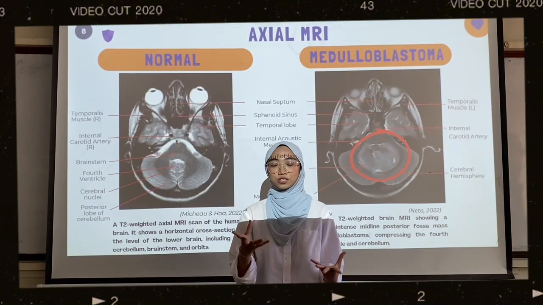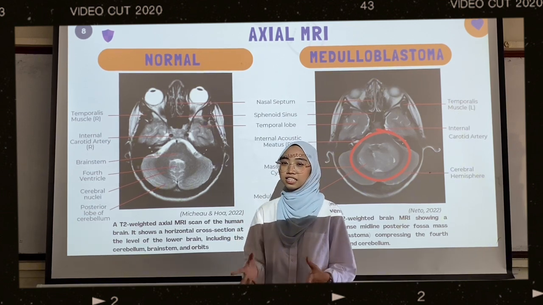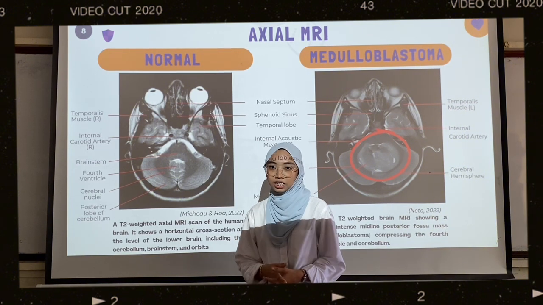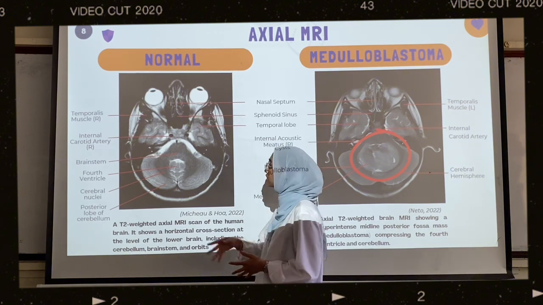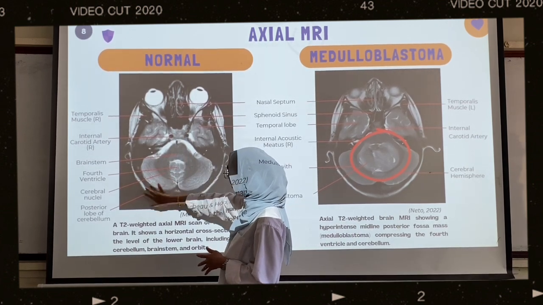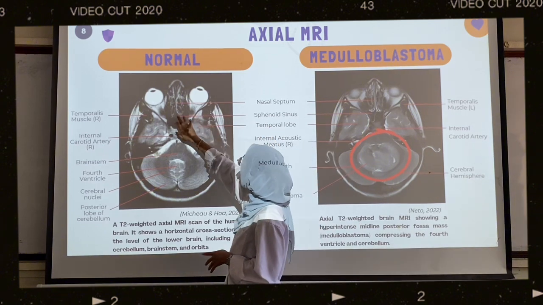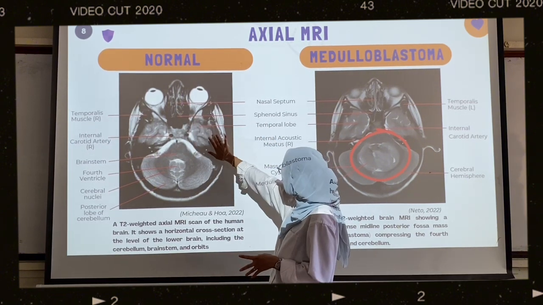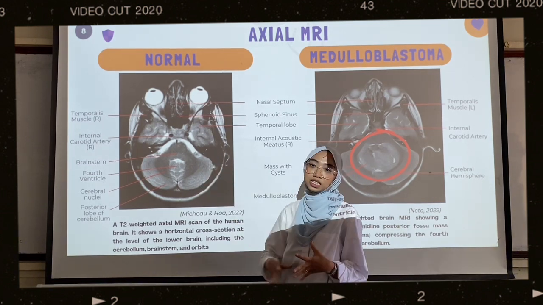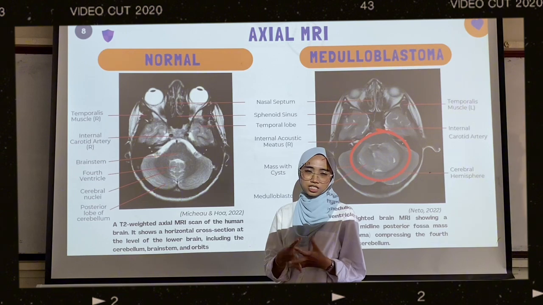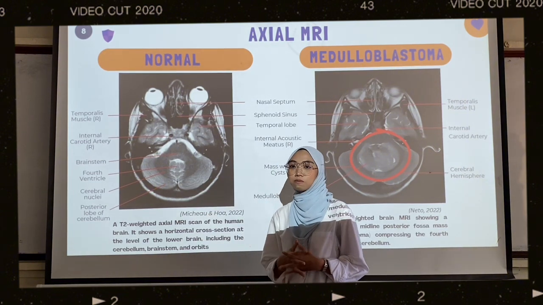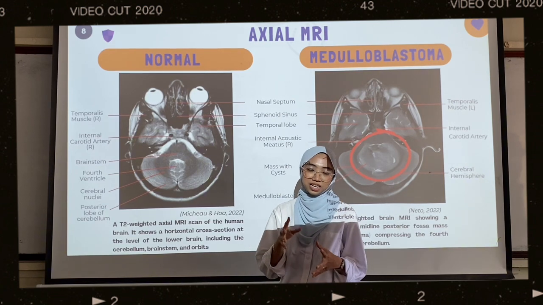Okay, next we will move on to the axial view of MRI. The axial MRI image shows a cross-section of the lower brain using a T2 weighted image. In the normal brain, anatomical structures such as the temporal muscle, internal carotid artery, brainstem, fourth ventricle, cerebral nuclei, posterior lobe of the cerebellum, nasal septum, sphenoid sinus, and temporal lobe are clearly visualized. The brain appears symmetrical with no evidence of masses or compression, and the fourth ventricle is also visible and unobstructed, indicating normal cerebrospinal fluid.